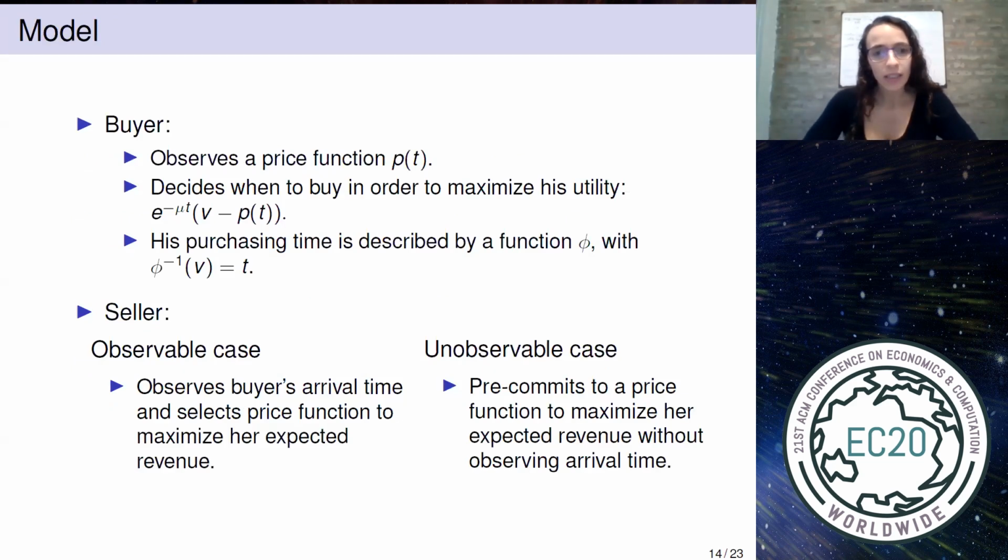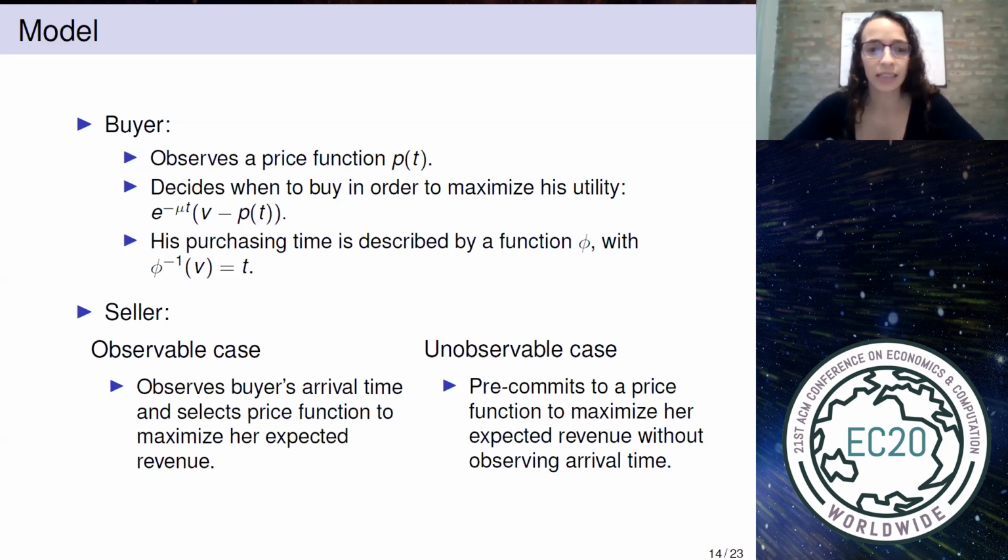So about the model, the buyer arrives at some point of time. After that, he observes a price function and he decides when to buy, maximizing his utility. His utility can be computed as his valuation minus the price he pays, discounted according to his discount rate. We also can describe the behavior of the buyer by using a function phi, and this function phi, evaluated at his purchasing time, is equal to the valuation of the buyer.